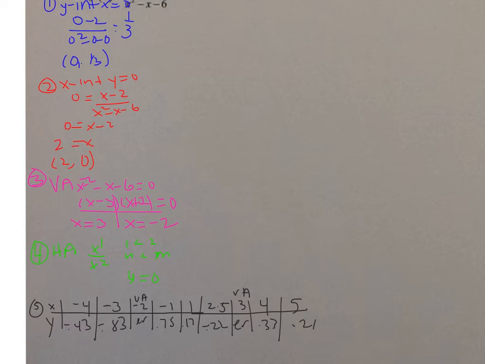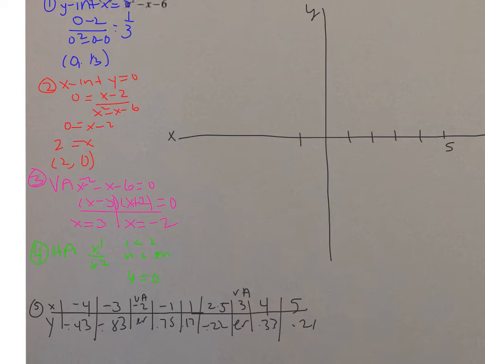Okay, so now let's draw this. I have 1, 2, 3, 4, 5, and negative 1, 2, 3, 4, negative 5 on the axes. Okay, so let's graph our y-intercept, which is (0, 1/3). I like this color here, so I'm going to use that. All right, so there's my (0, 1/3). That's my y-intercept. I have an x-intercept at (2, 0), which is right there.